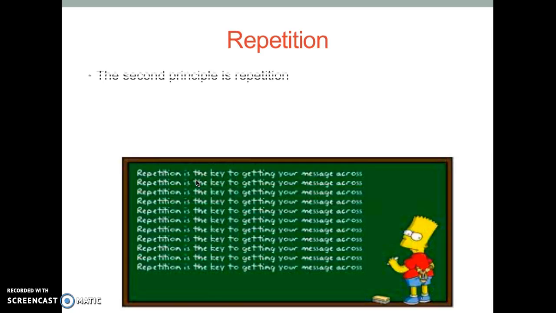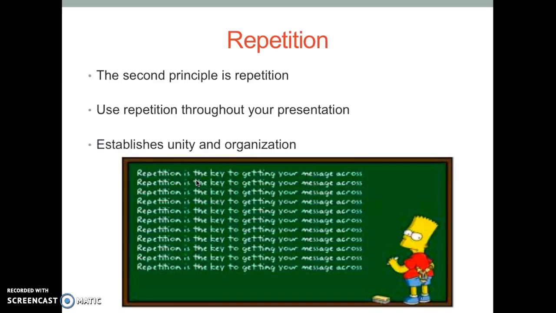Our next principle is repetition. And obviously repetition is repeating something. As the picture shows with Bart here, repetition is the key to getting your message across. You repeat it again and again and again. It establishes unity and organization. It means you have a point you want to get across and you are going to get it across to your audience.